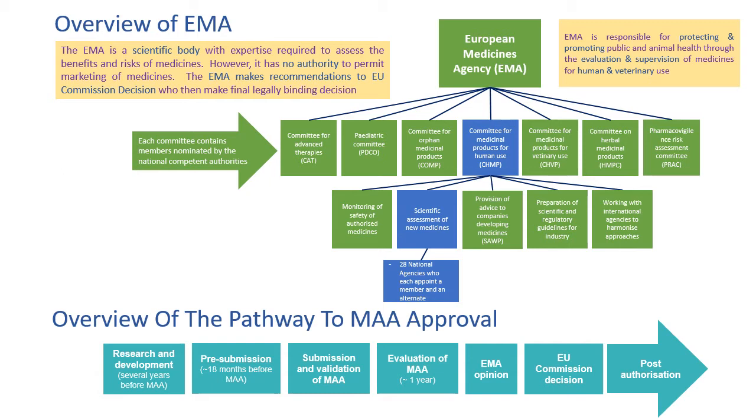Then comes the role of EMA, and EMA gives the opinion or the recommendation to the EU Commission decision. And then finally, the EU Commission decision is given, and once it's given, your marketing authorization is given to the company or anybody who's applying. So it'll always be research development, pre-submission, submission and validation, evaluation. The EMA gives the opinion, and the EU Commission gives a decision, and then your marketing authorization comes out.